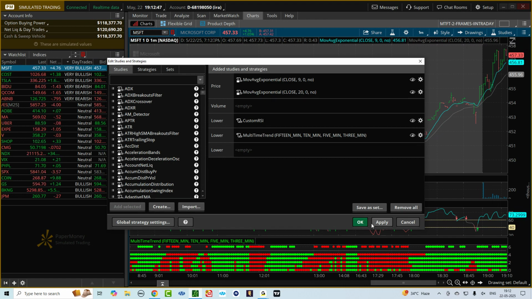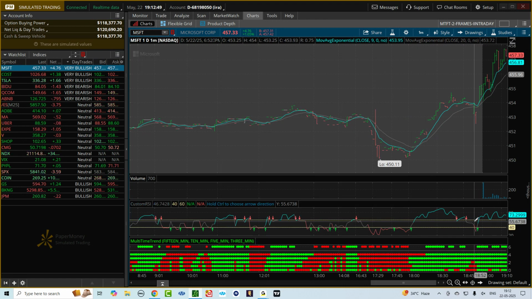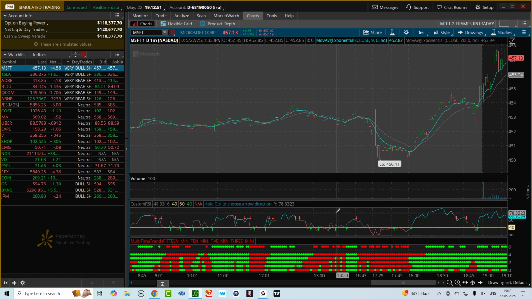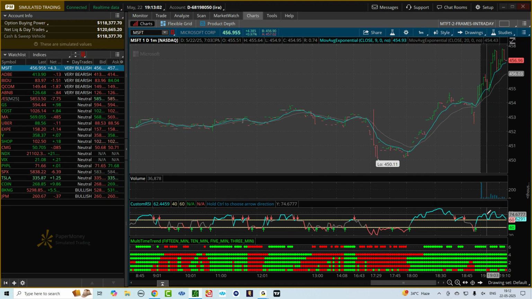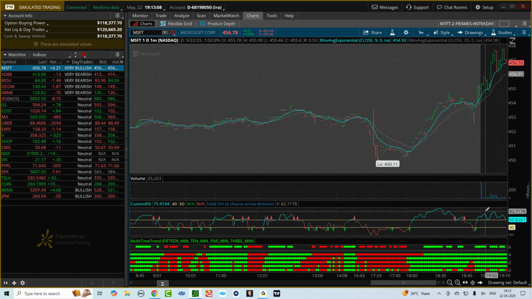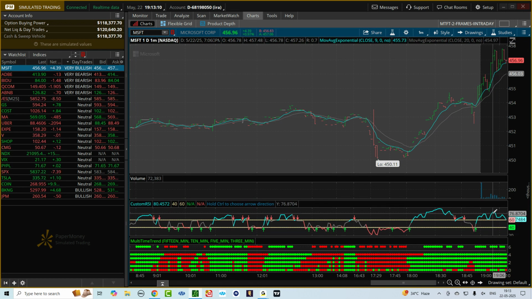And what even gives you added confidence is this custom RSI. The custom RSI, you probably know the regular RSI. The regular RSI just tells you oversold and overbought, and it usually reverts to the mean. Whereas the custom RSI is different. We've customized it so that if it's bullish, it'll stay in the bullish zone, and if it's bearish, it'll stay in the bearish zone.